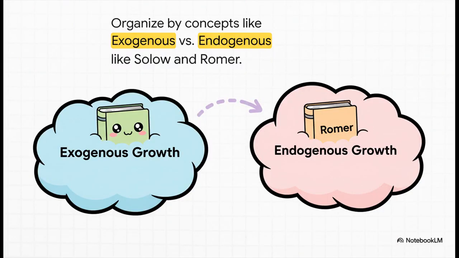Let me give you an example. In economics, you wouldn't just list what Harrod said, then Solow, then Romer. No, a good review would be structured around the big conceptual debates, like the shift from exogenous to endogenous growth theories. For those of us in Islamic economics, this might mean organizing a review around a core idea like gharar, or uncertainty, and showing how different scholars have approached it. You see, now you've got a story to tell.